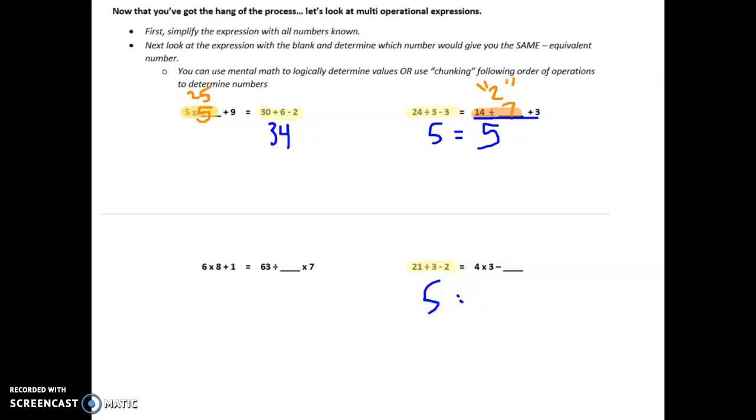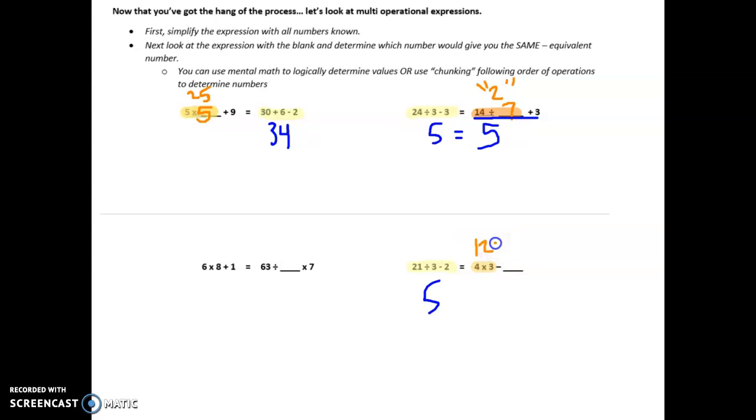Now, if you look out on the right-hand side, we have some operations. 4 times 3 minus blank. Now, operation-wise, I've got multiplication, I've got subtraction. So just like we did before, we acknowledge that multiplication would be the first one that I do. But guess what? We know what both of those numbers are. So we're free to say, hey, I don't need to figure out what number to put in there to get to a certain number. I can just go ahead and multiply because that's the first part. So 4 times 3 is 12.